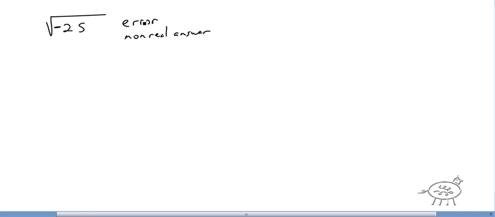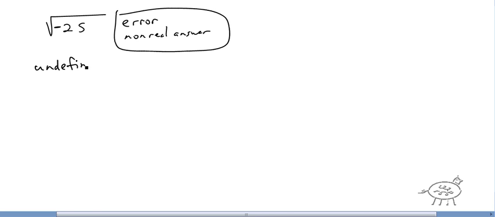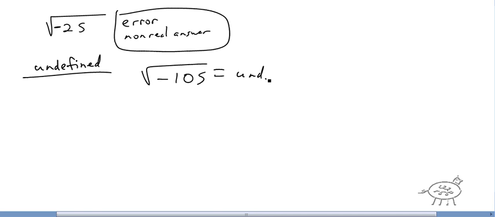So please don't give me an answer of error or non-real answer. What I want you guys to write is undefined. And it's not no solution. No solution means there's an x and I can't solve for x. There is no x here. So this is undefined. Make sure you write that correctly. If you have a square root of any negative number, I don't care what it is, square root of negative 105, it's undefined. All right?